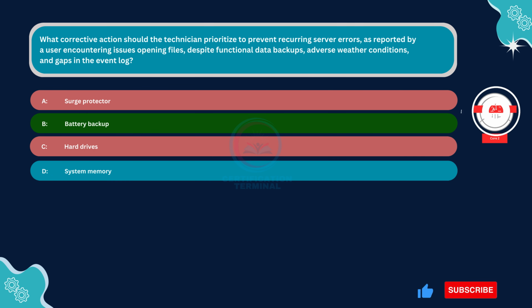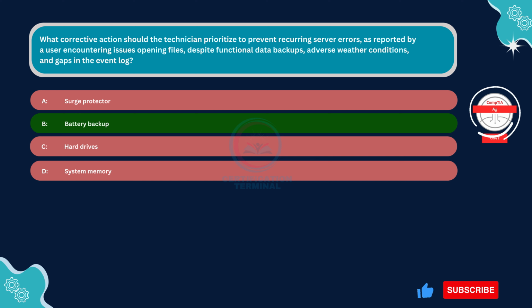Option C, hard drives, is incorrect. Hard drives store data but do not directly address issues related to power interruptions or adverse weather conditions. While failing hard drives can cause data access issues, in this scenario, the reported server errors are likely due to power-related issues, making a battery backup a more appropriate corrective action.